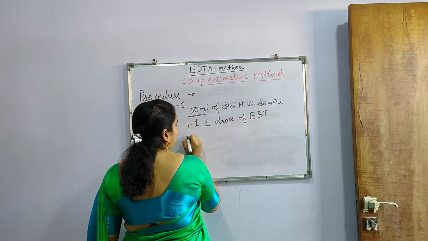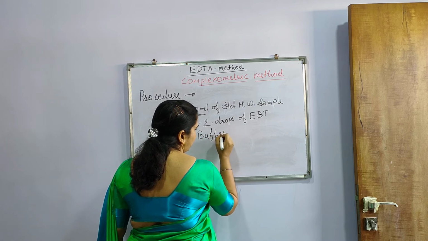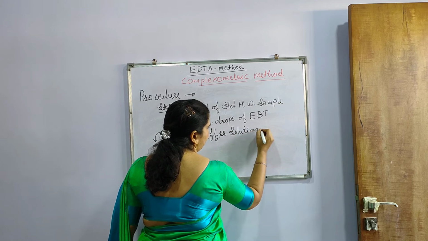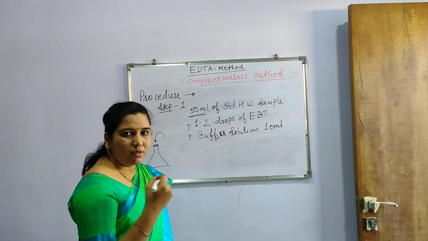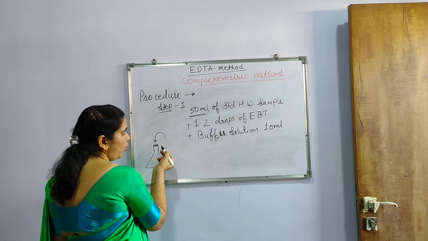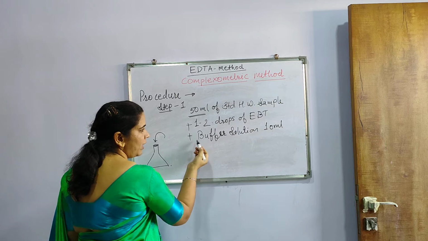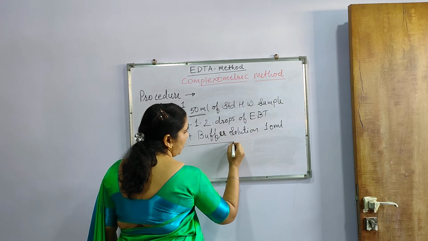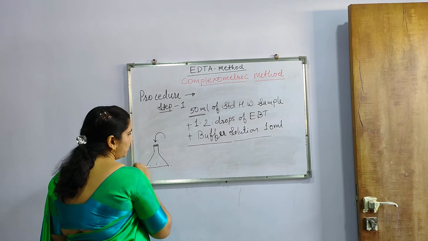And in it again we have to add buffer solution. So add 10 ml of buffer solution, so that the pH will be constant. So first of all we have added 50 ml of hard water sample, 1 to 2 drops of EBT and 10 ml buffer solution. Then the color of the solution will become totally wine red. We have already seen that.